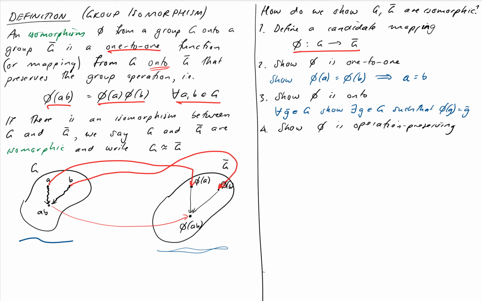Okay, so once we've done steps 2 and 3, we've then shown that our mapping phi is 1-to-1 and onto, i.e. that it's a bijection. But the last thing that makes it an isomorphism is to show that it's operation preserving. And that means to show that phi of AB is equal to phi of A, phi of B. Okay, so let's try these ideas out on an example and see how this works.